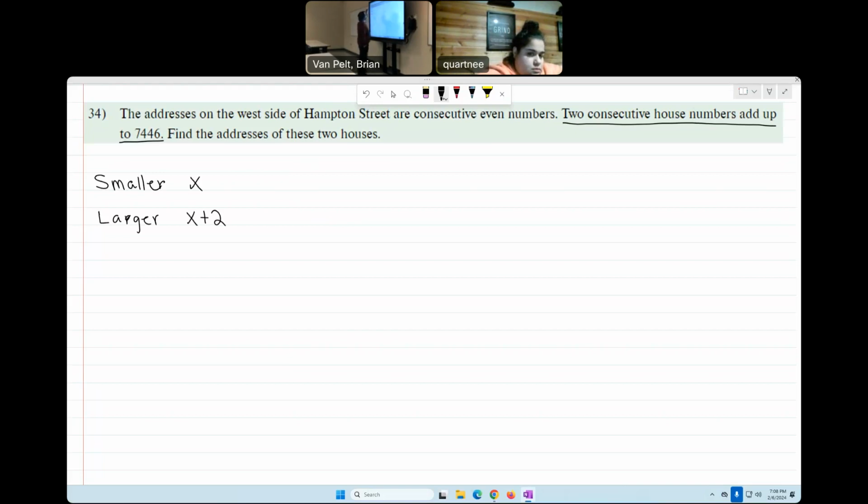Now, can you tell me, using those things, what this underlined part means? What does total mean? Or no, I'm sorry, add up. What does add up mean? They did not even use the word total, did they? They're literally using add. So can you tell me an equation then?